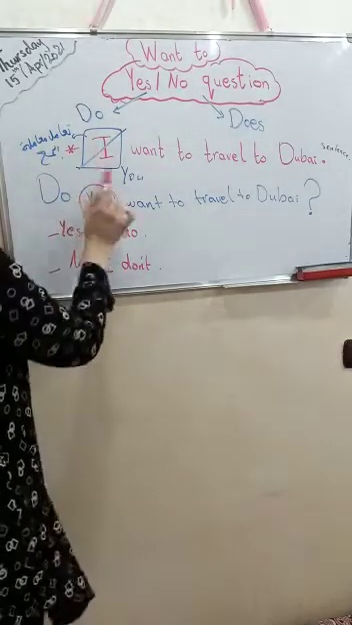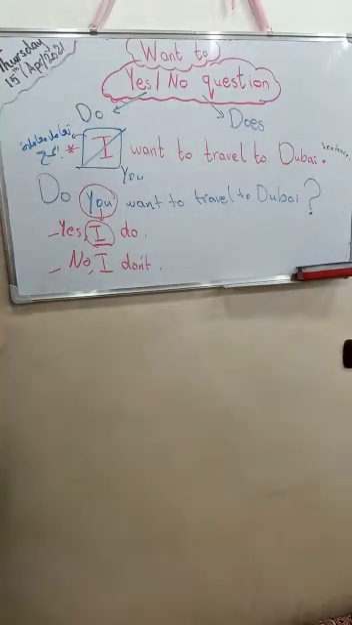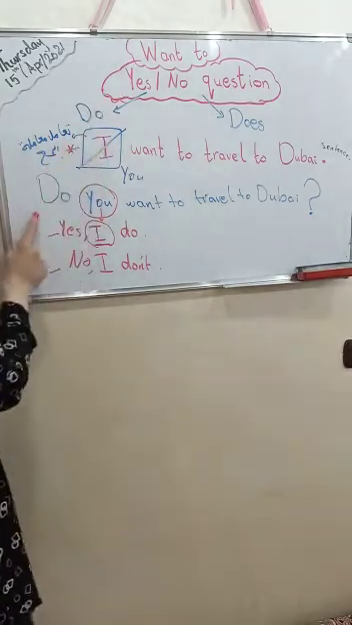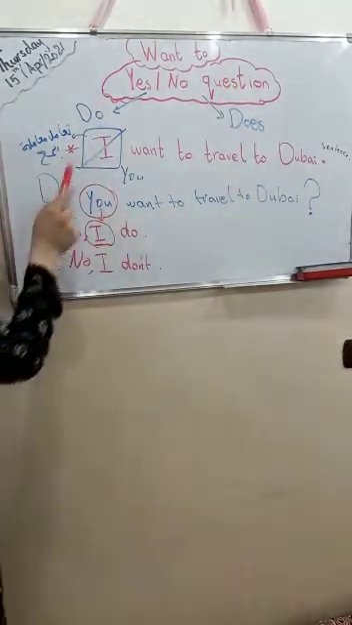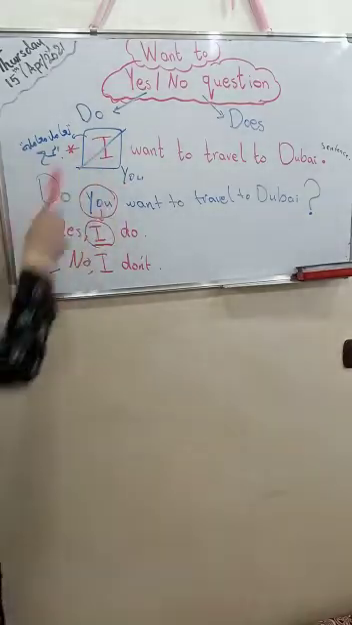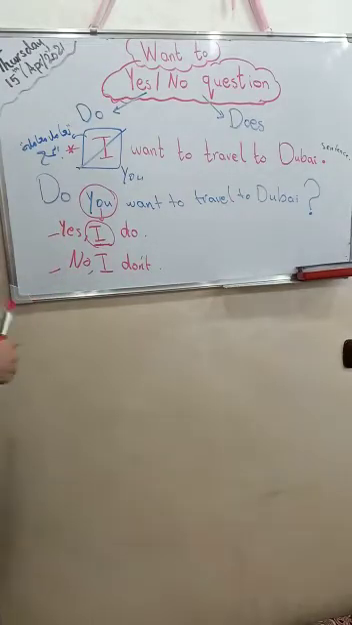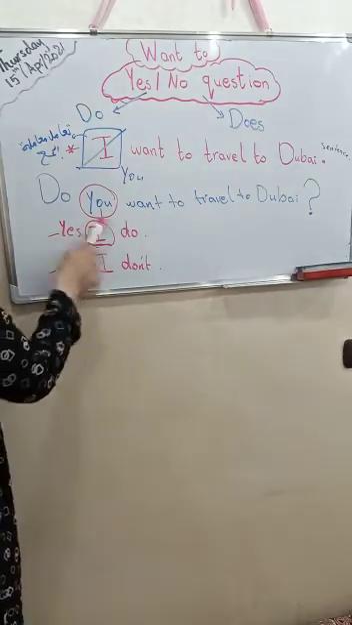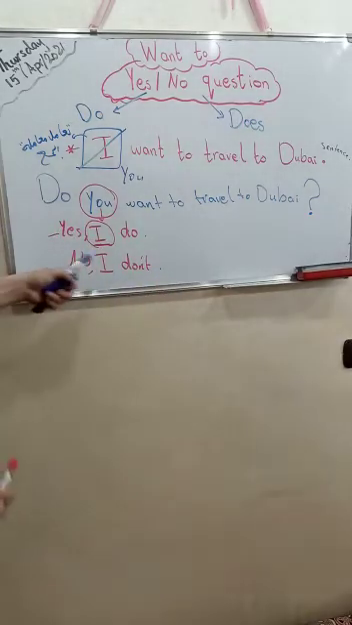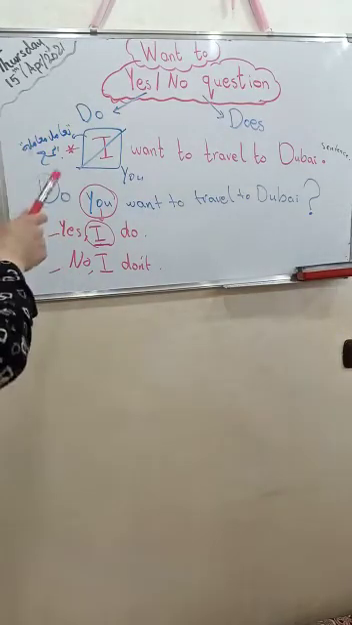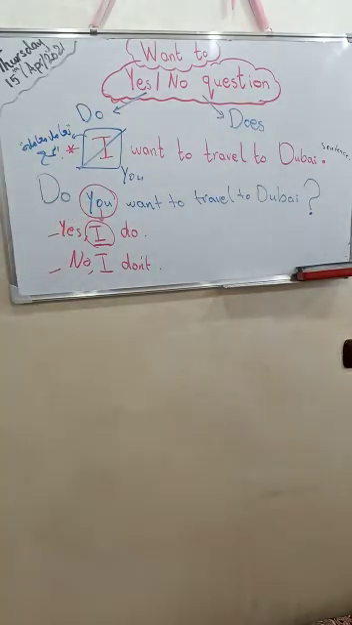Okay? Again, I want to travel to Dubai. This is a sentence. I want to change it into yes or no question. So now, الآي حكينا يثال تعامل معاملة الجمع. So you have to use do. Do you want to travel to Dubai? Now I change this I into you. In the answer, you have to talk about yourself, so you have to use the pronoun I. Yes, I do or no, I don't. In the question, you have to use the pronoun you, and in the answer, you have to use the pronoun I.